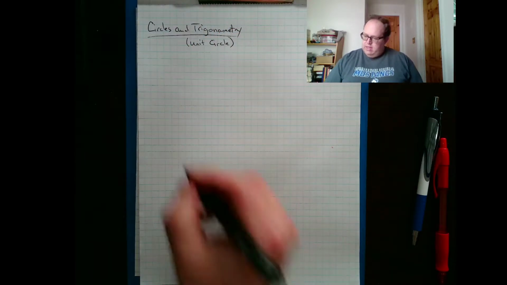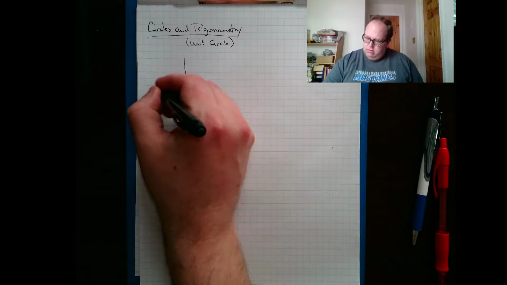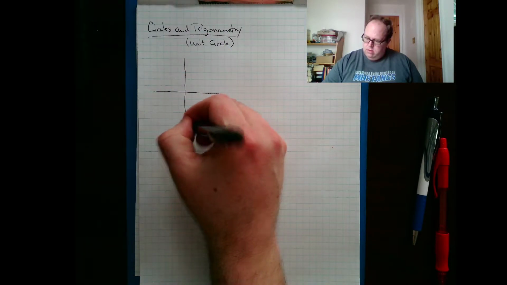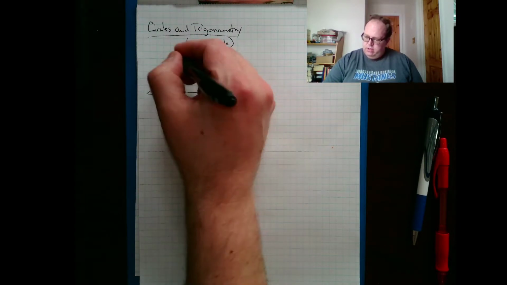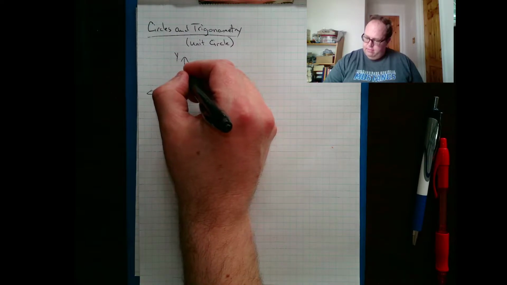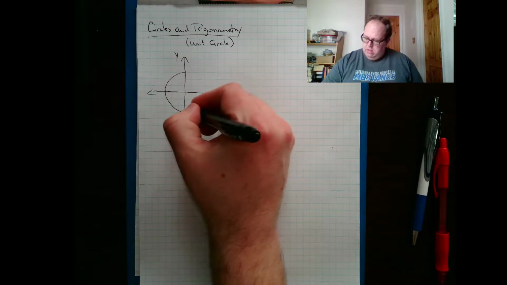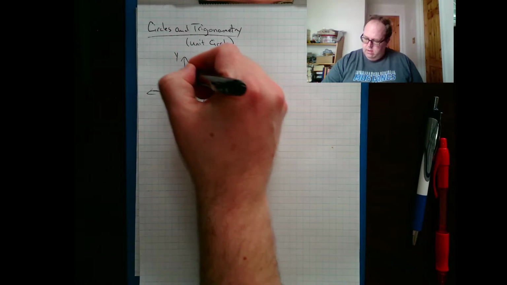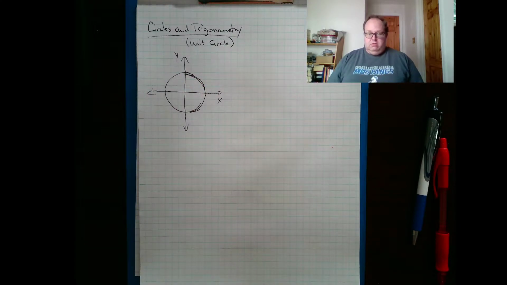So first, to talk a little bit about a circle in general, I'm just going to show a circle centered at the origin of a Cartesian grid. Oh, that's a lovely circle that I've just drawn there. Terrible.